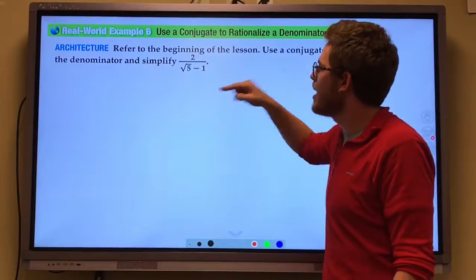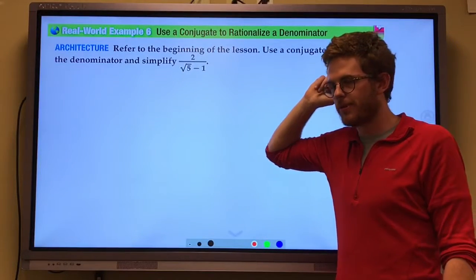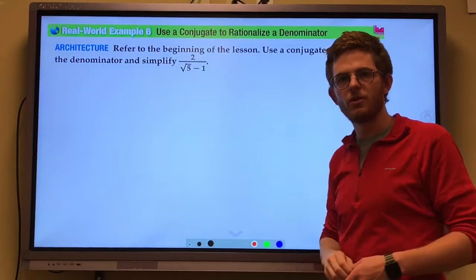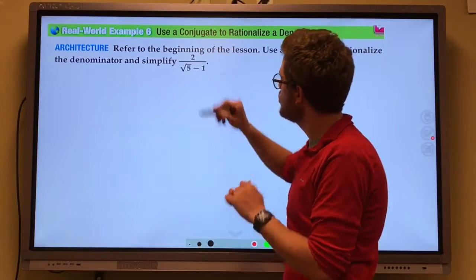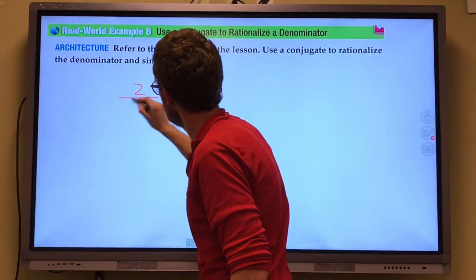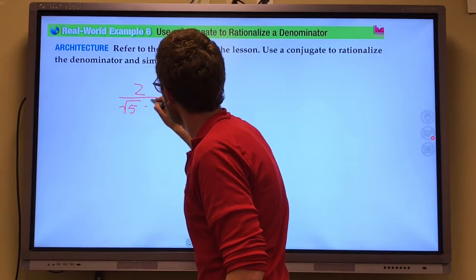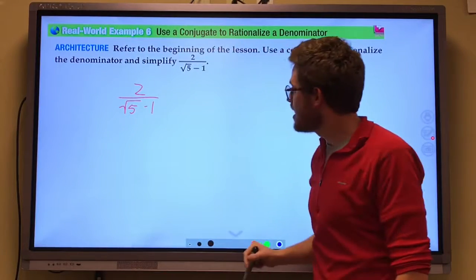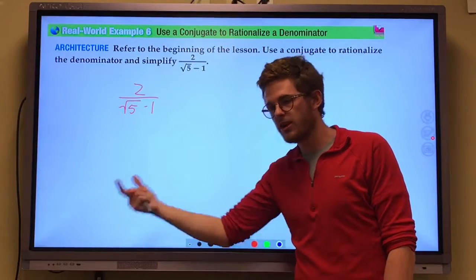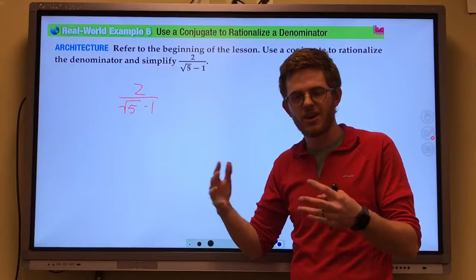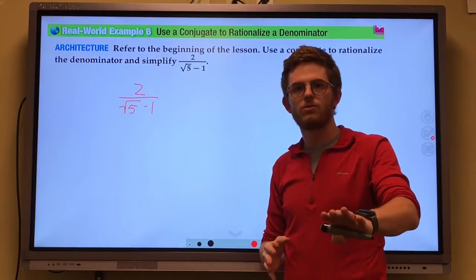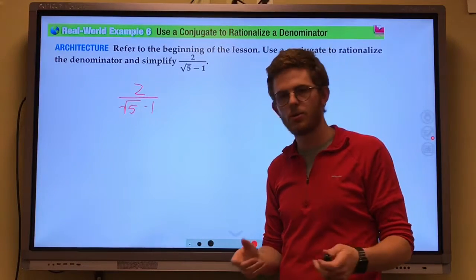We have the square root of 5 minus 1 in the denominator. And so this is going to be a little bit trickier than what we've had in the past. So we've got 2 over square root of 5 minus 1. And if we have a situation like this where we're taking a square root and the other thing is not a square root, just use the conjugate. That's what we want to do.